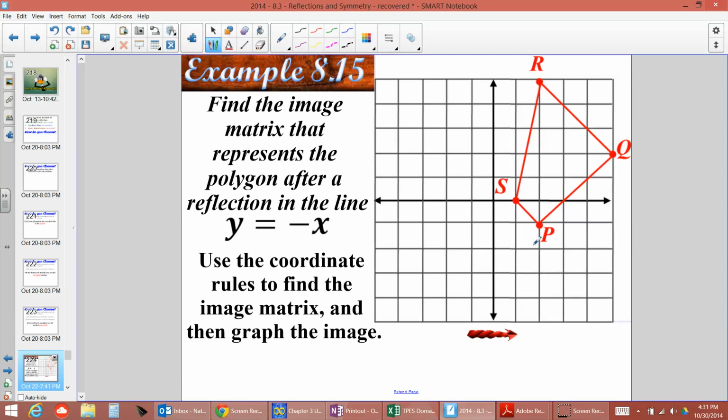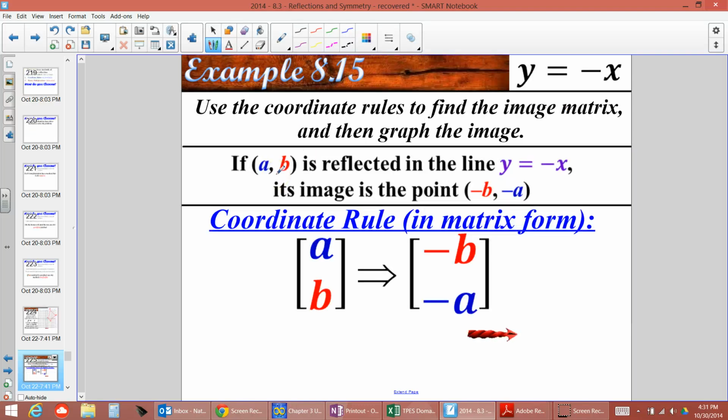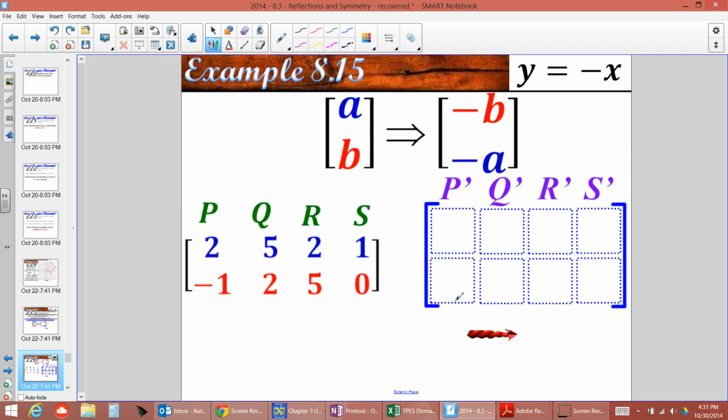So for this one, it says find the image matrix. It doesn't say do matrix multiplication, but it does say it wants the image matrix. So I prefer using the coordinate rule in matrix form. Okay, so this is still just (x, y) becomes (-y, x)... here's my whole matrix. Here's PQRS written in matrix form. Watch what happens.